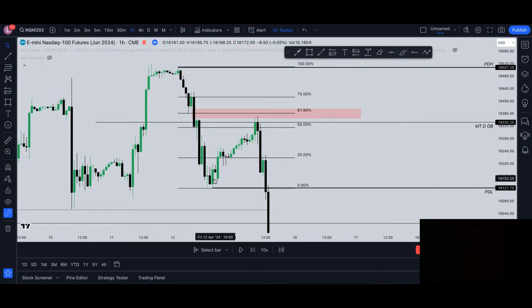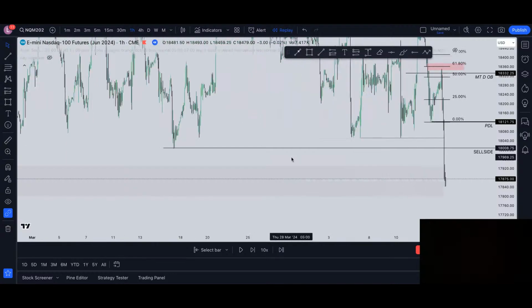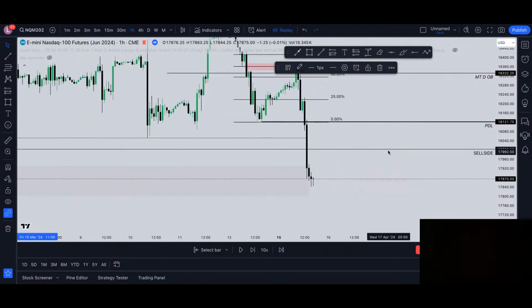Price came back after Sunday opening. Price came back to above the equilibrium, and after that a clean price action for the sell-off to take the lows, previous daily lows, and ultimately our daily objective for the sell side and daily volume imbalance.